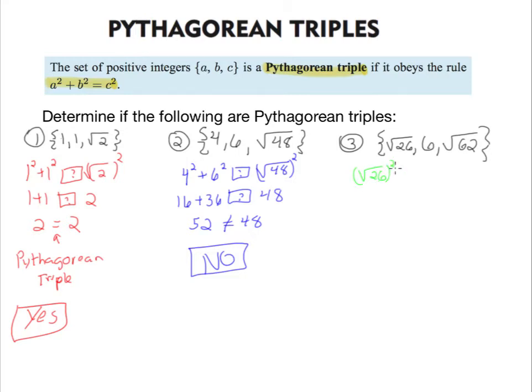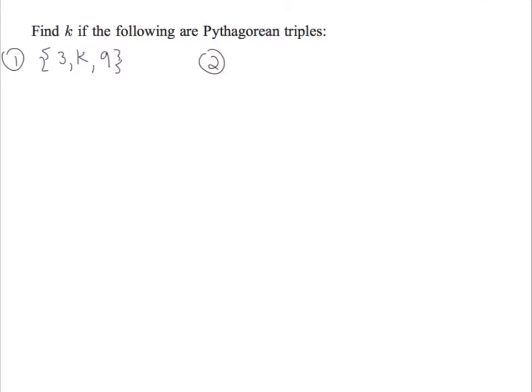In the last example, we have the square root of 26 squared plus 6 squared related to the square root of 62 squared. Here I end up with 62 is equal to 62. So yes, these three numbers, square root of 26, 6, and square root of 62, are Pythagorean triplets.